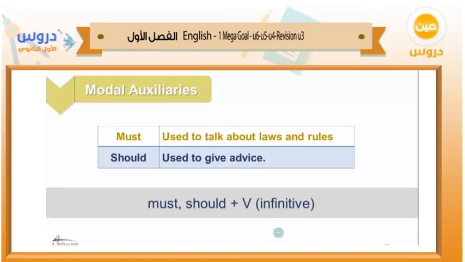If we move very quickly to the modal auxiliaries or the modal verbs, which we have here, must and should. We use must to talk about laws and rules. So it's a very strong obligation, like you must drive slowly. You must obey the rules. You must stop when the traffic light is red. So these are rules and there is no question about them, so we use must. And we always say it's a must. It means there is no question about it.